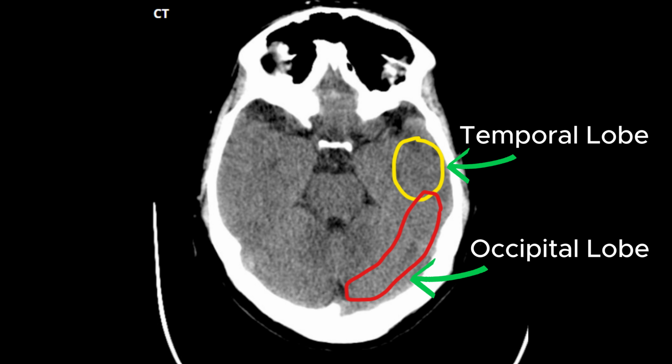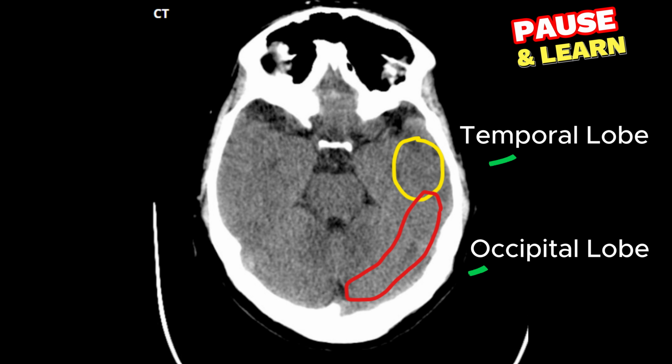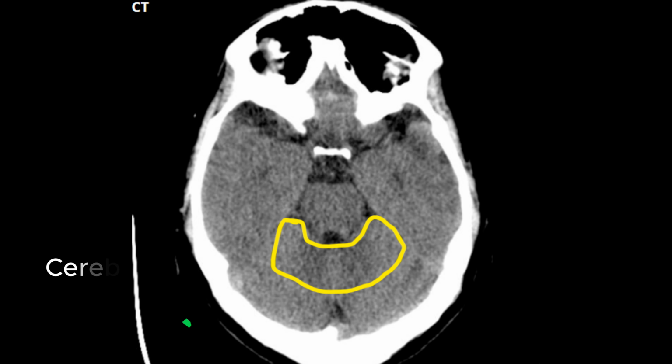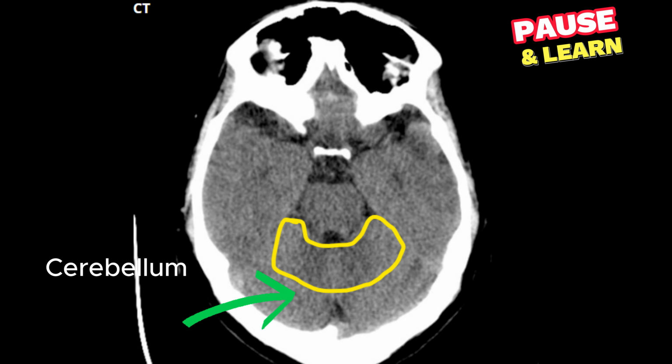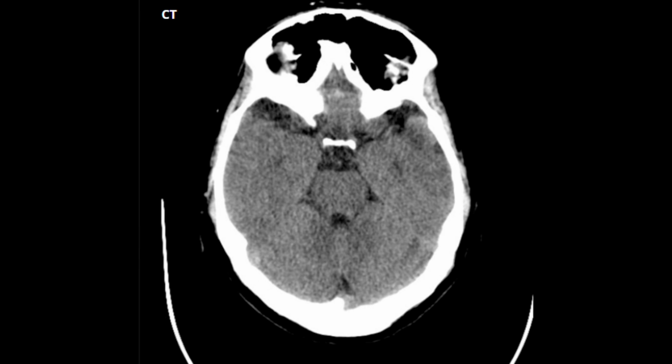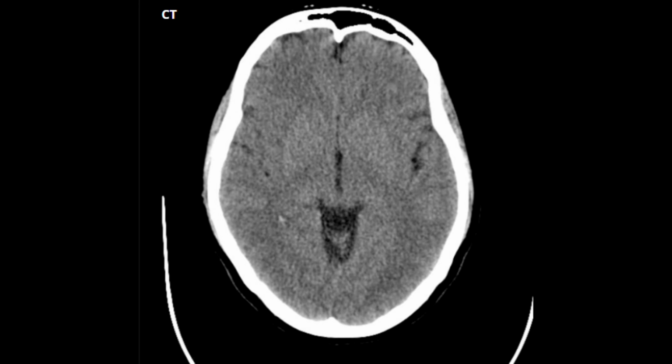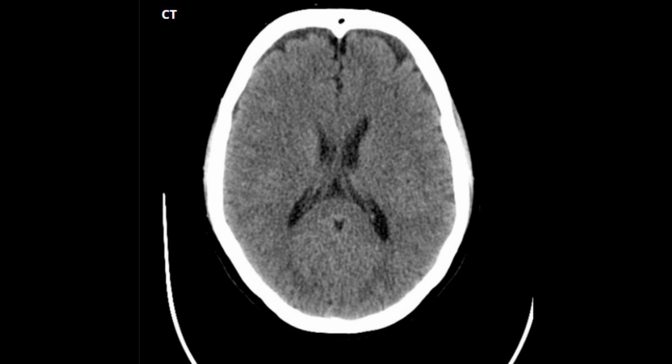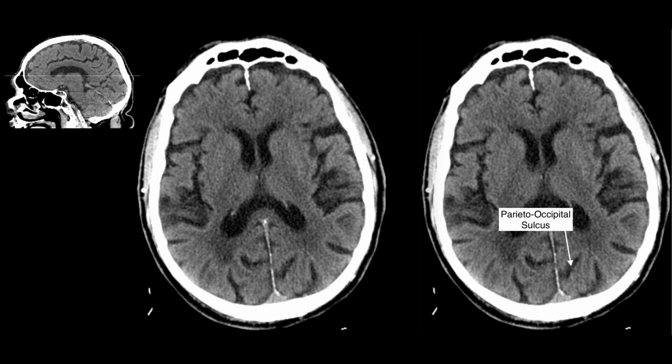Occipital lobe is contiguous and posterior to temporal lobe and is visualized as we move cranially from cerebellar hemispheres. And as we move more cranially, above the level of ventricles, occipital lobe is no longer seen. Here you can see the parieto-occipital sulcus that separates parietal and occipital lobe. It also disappears as we move cranially.